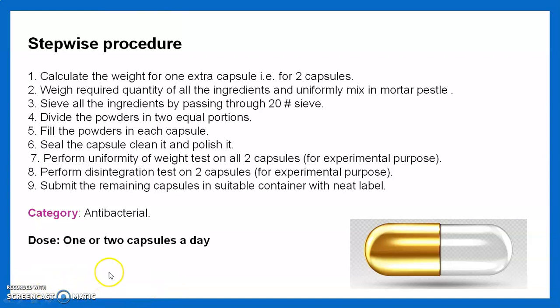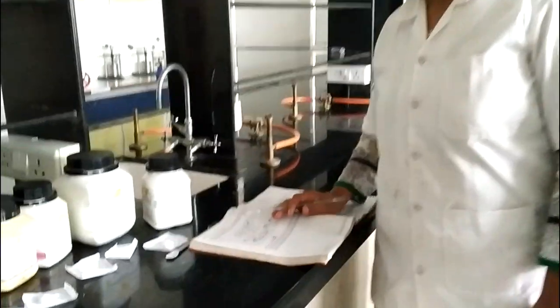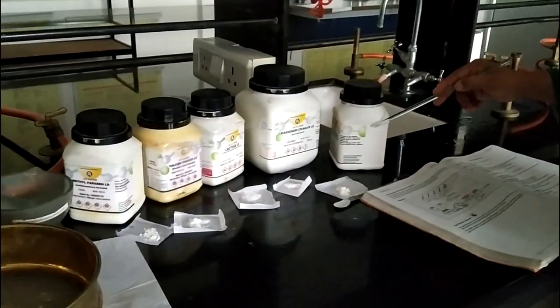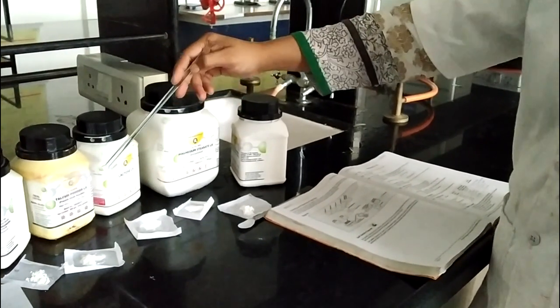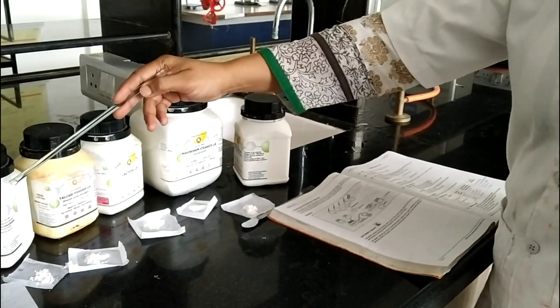Then we go through the stepwise procedure in the laboratory. Welcome dear students to the pharmaceutics laboratory. Today we deal with experiment number 33, that is, to prepare chloramphenicol capsules. To prepare the chloramphenicol capsule we require chloramphenicol, magnesium stearate, lactose, talcum powder and starch.